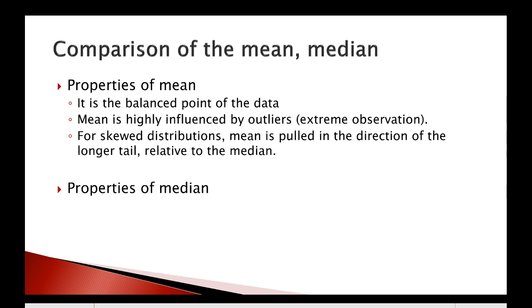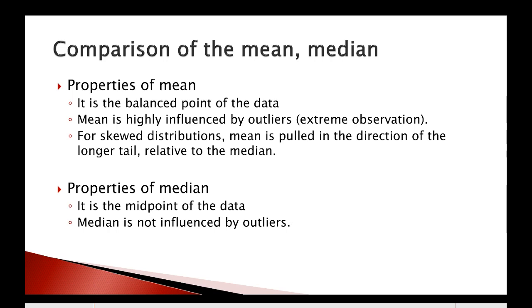Here are the properties of the median. It is the midpoint of the dataset. That is how it is defined. Median is not influenced by outliers. The reason for this is, if you look at the mean, when you calculate the mean, we consider all the observations that are present in our data set. Now, if we have outliers, which means extremely high values or extremely low values compared to usual values, then those values can affect the mean.